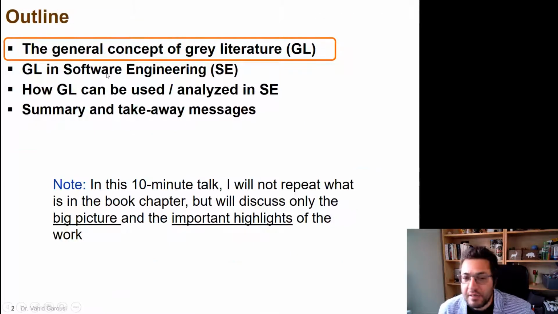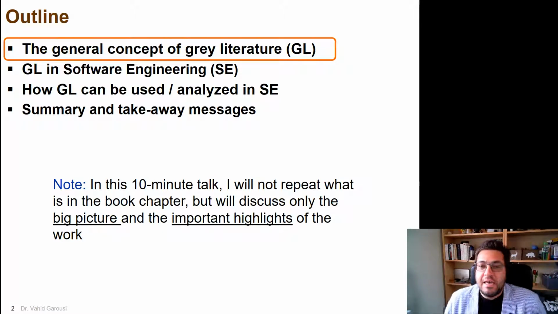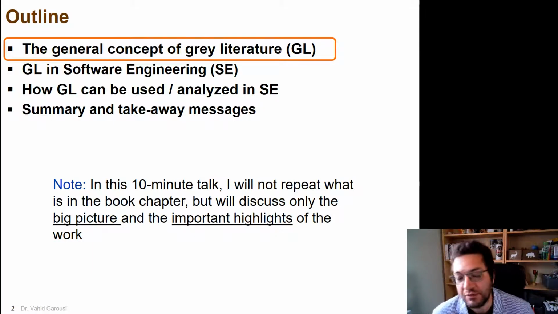In terms of a short outline, I will quickly review the general concept of gray literature and gray literature in software engineering, how GL can be used and analyzed in software engineering research, and then we will summarize and discuss some takeaway messages. Let me remind you that in this short 10-minute talk, I will not repeat what is in the book chapter in depth, but I will just discuss the big picture of GL in software engineering and the important highlights of our work.